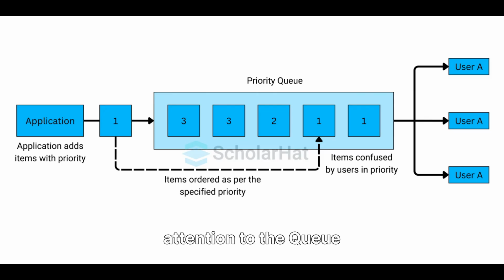Next, we turn our attention to the queue data structure. A queue operates on a first in, first out, or FIFO principle. This means that the first element added to the queue will always be the first one to be removed, ensuring a strict order of processing.